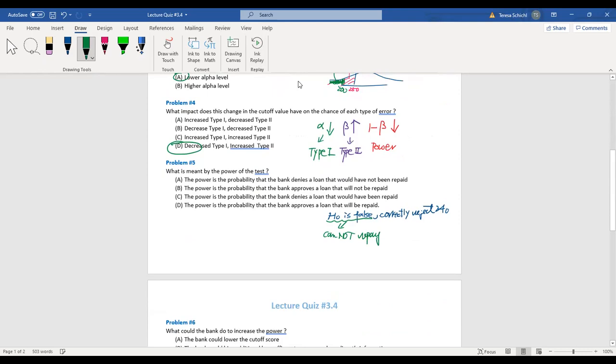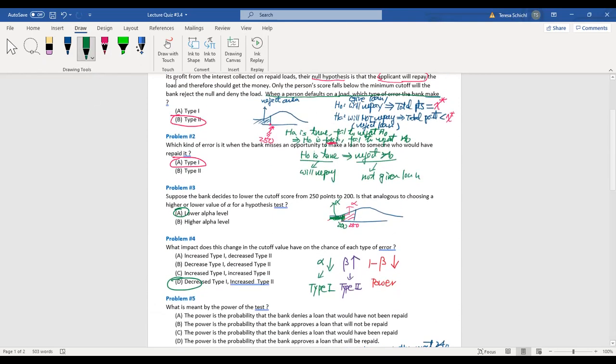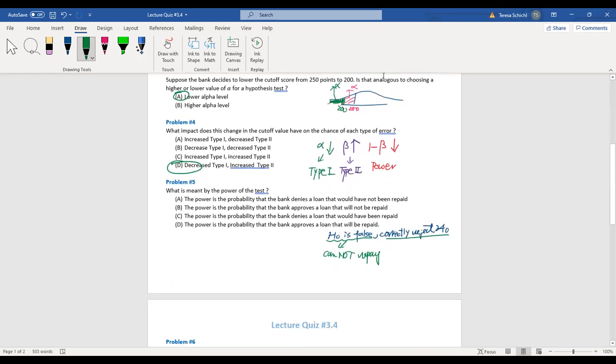And what is our action here? We correctly reject H0. That means we will reject the loan, right? So we know this person cannot repay, so the bank will reject the loan here.